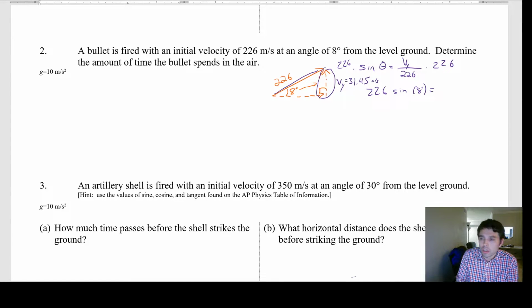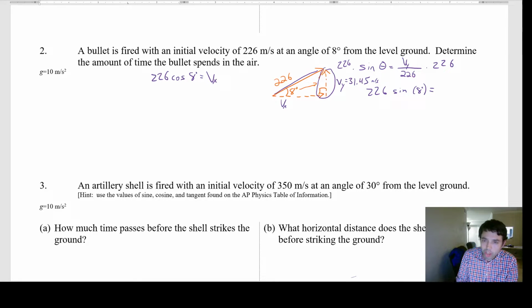All right, and then we might as well do the horizontal component while we're at it. So that's going to be Vx, right? Little subscript for the plane we're in, horizontal plane or the vertical plane. So this will be 226. It's the exact same thing. I'm going to replace the sine with cosine. So 226 cosine of my angle, which was 8 degrees, and that's going to give me Vx.